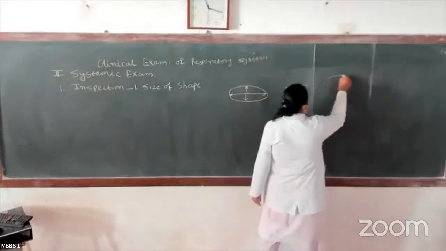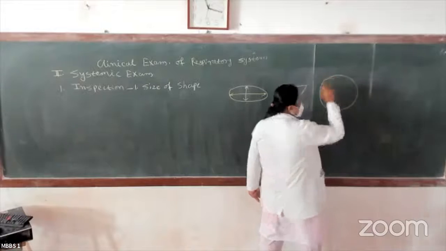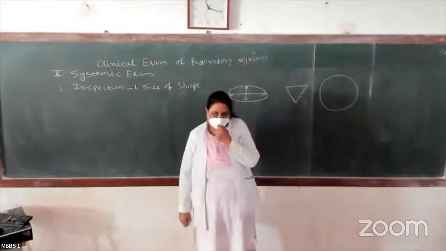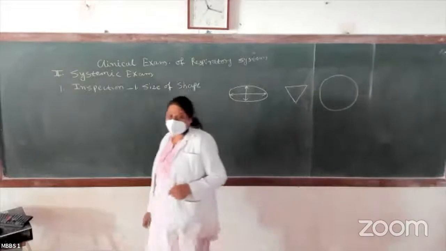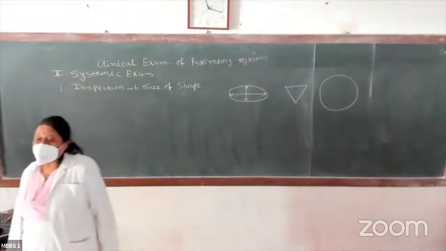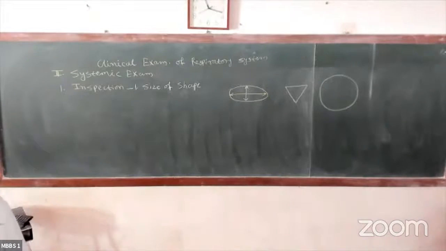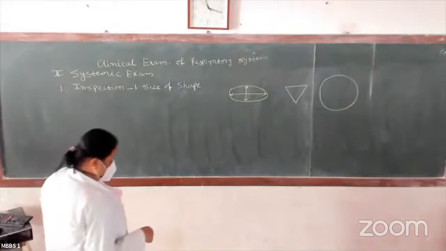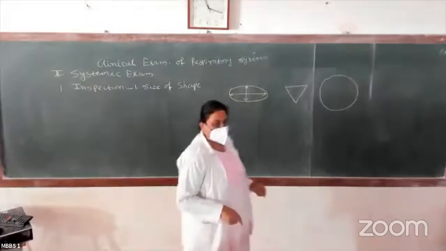Again, the cylindrical shape chest: the AP diameter and transverse diameter are both the same. Also called the barrel shaped chest. In which condition? Emphysema. In emphysema there is a barrel shaped chest, where the AP diameter and transverse diameter are both the same. So these are the abnormal types.